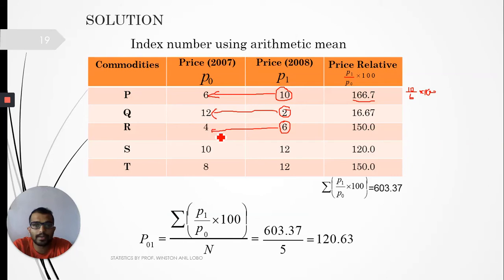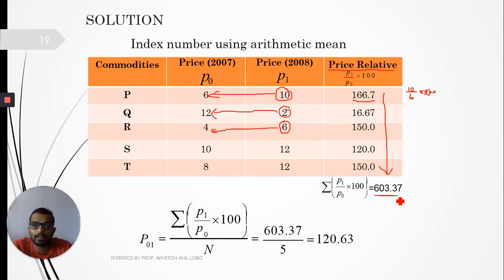So students, in this way, you need to do individual price relative for every commodity: 10 by 6 into 100, 2 by 12 into 100, 6 by 4 into 100, 12 by 10 into 100, 12 by 8 into 100. And then you need to write the answers here. These answers are called price relatives. Once you get this, you need to find the total. When you add everything, here we are getting 603.37.